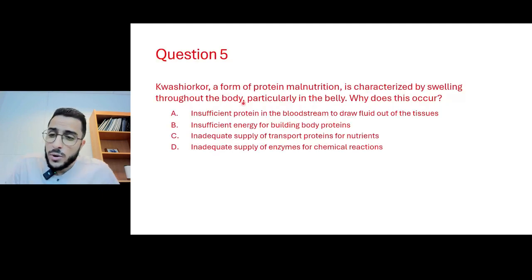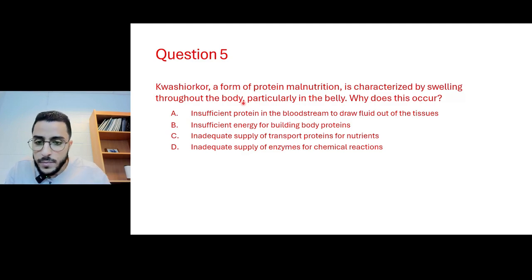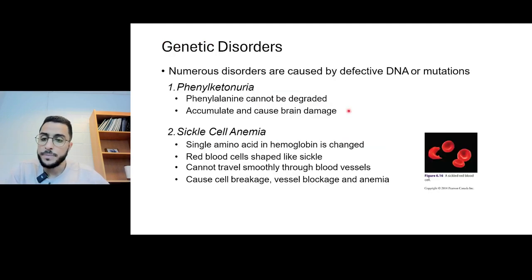Question 5. Kwashiorkor, a form of protein malnutrition, is characterized by swelling throughout the body, particularly in the belly. Why does this occur? Well, it occurs because there are insufficient proteins in the bloodstream to draw fluid out of the tissue. And we'll see in a lecture about fluid balance the role of proteins in drawing fluids out of tissues. If you don't have enough proteins, you end up leaving the fluid in the tissues, and that leads to the edema that I just showed you.